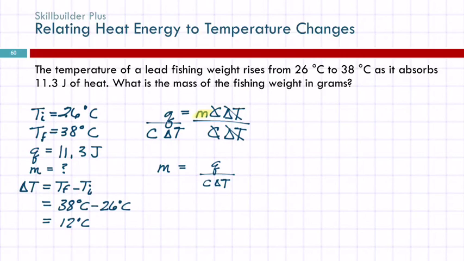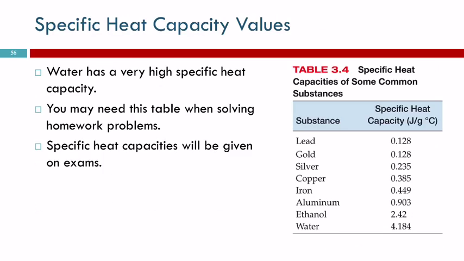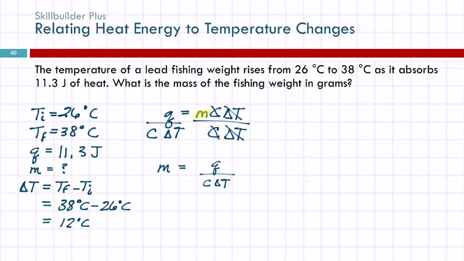I have Q, I have delta T, I don't have C. What am I going to do? Look it up. They told me this was a lead fishing weight. Lead is an element. If we go back to this table, and we've got lead, its specific heat is 0.128 joules per gram degrees Celsius. C equals 0.128 joules per gram degrees Celsius.